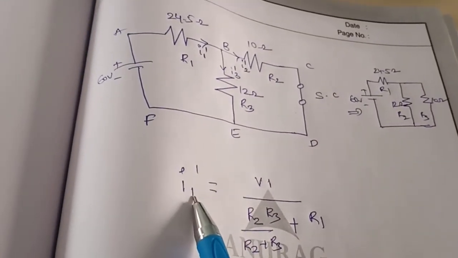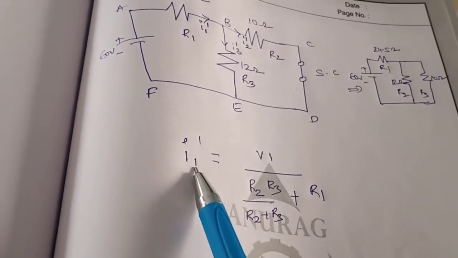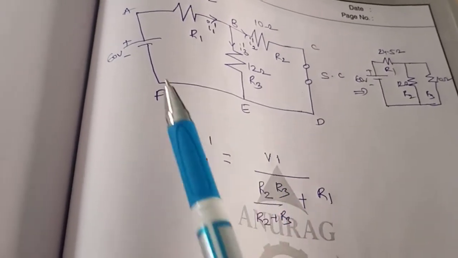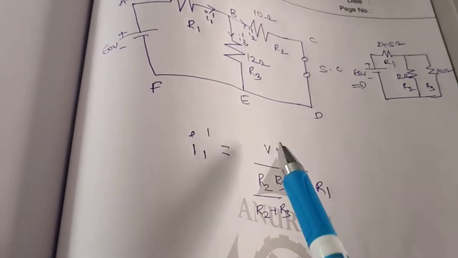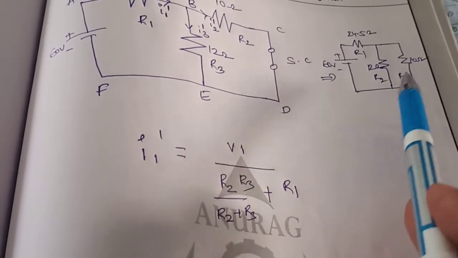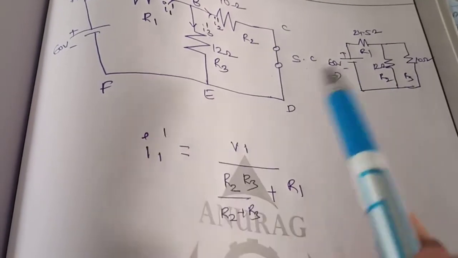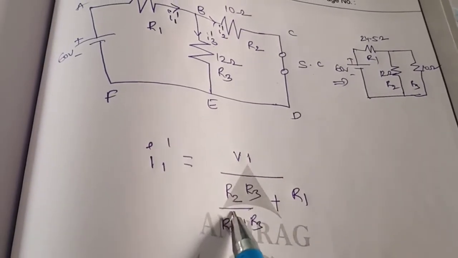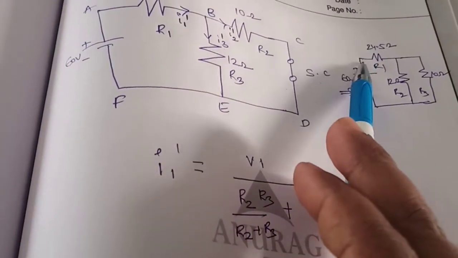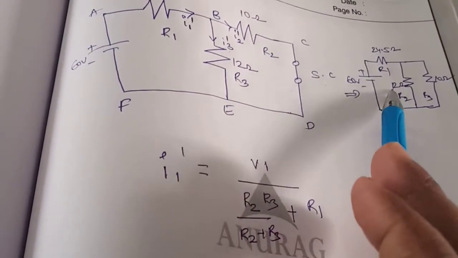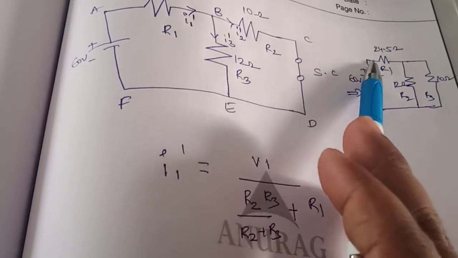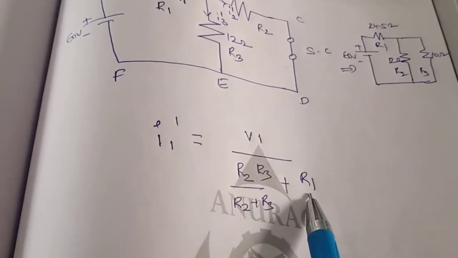I1 dash equals I, and the current formula is I equals V by R. I1 dash is flowing with respect to some voltage, that is 60 volts. Let us simply consider V1 divided by these two resistances. How are they connected? These two are connected in parallel. So R2 R3 divided by R2 plus R3, plus the resultant resistor 24.5 ohms will be in series. If you solve these two, you'll get some resultant, which will be in series with that. So I'm simply adding plus R1.